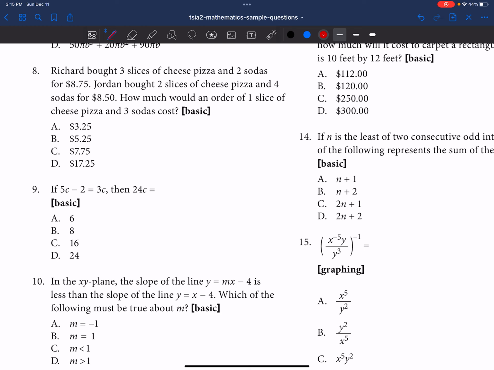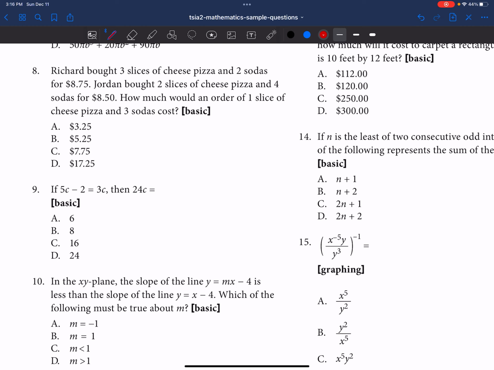So we have a few goals here. We don't have a whole lot of space to do it in, but that's okay. We'll manage. Our goal is to figure out how much a slice of cheese pizza costs and how much a soda costs, and then figure out how much it would cost to buy 1 slice of cheese pizza with 3 sodas. So we're going to hold off on that question and set up the first system to solve.